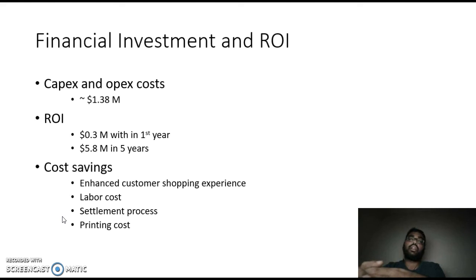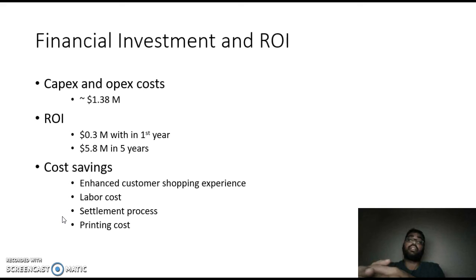So we are anticipating 11% customer growth by next year, and by the end of the fifth year we are anticipating customer growth of 17.5 percent. So we can save the labor cost for the printing of coupons.